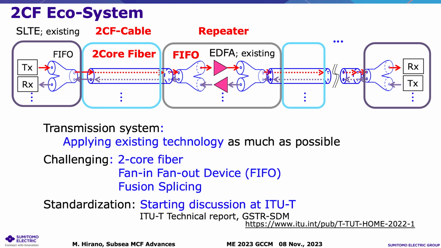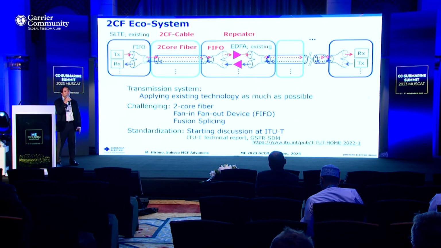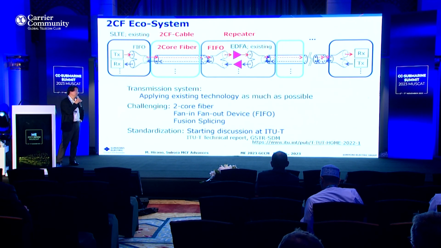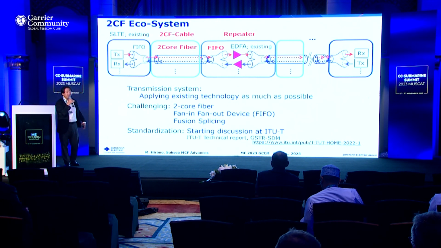This is the device to divide the two cores into the single cores. This is an important device for this ecosystem. And also, of course, the fusion splicing. Yes, if you cannot splice the fiber and fiber device, nothing happens.